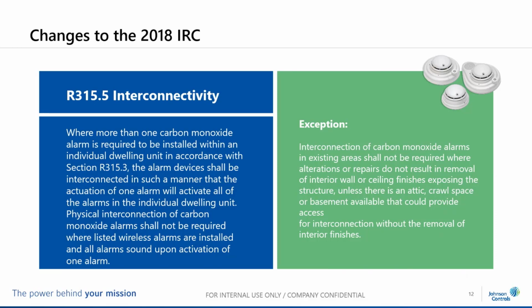When more than one carbon monoxide device is installed in the dwelling unit, they're now required to be interconnected. Interconnection provides that notification to the occupants. If there's one in the basement and your bedroom is on the second floor, will you hear an alarm in the basement? Well, now with them being interconnected, you're going to hear that. So when carbon monoxide is detected, it activates the tandem connection to all the devices.